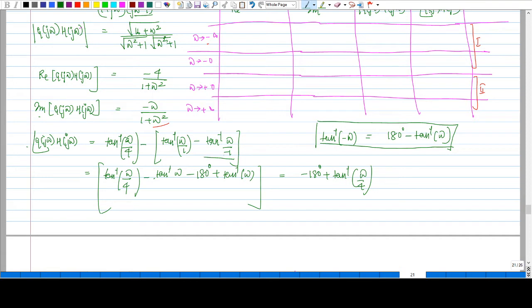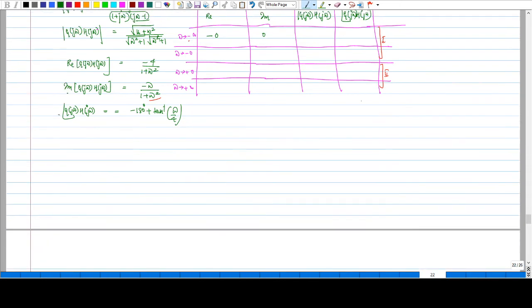Now this tan inverse of omega by minus 1 will be equal to tan inverse minus omega. So tan inverse minus omega should be taken as 180 degree minus tan inverse omega. This will give you the accurate angle. When you substitute 180 degree minus tan inverse omega in this expression, this is your final expression. The tan inverse omega gets cancelled, and what remains is minus 180 degree plus tan inverse omega by 4. So now we will tabulate it.